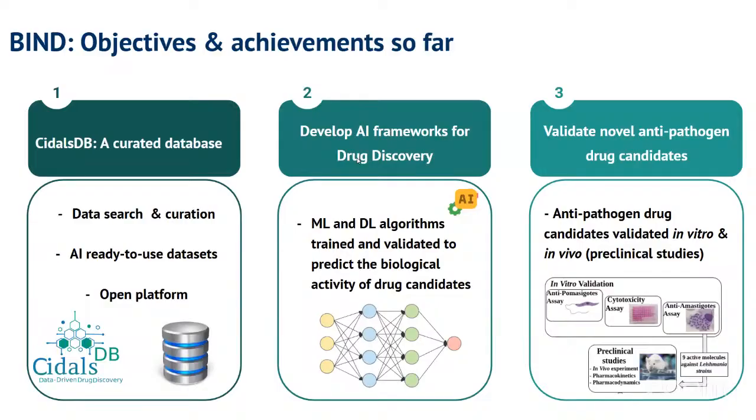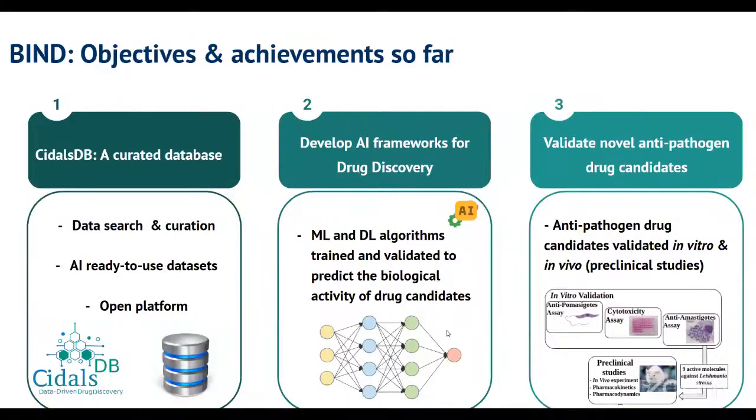So we have three main objectives. First, we have worked a lot on preparing good data sets for the approaches that we are developing based on the different infectious diseases that we work on. Then we have developed different machine learning and deep learning based frameworks for drug discovery. And finally, we also do the experimental work and we work up to validating novel anti-pathogen drug candidates.